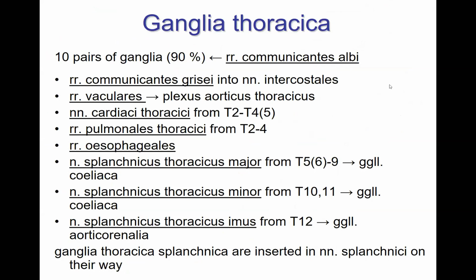If not, then we go to the thoracic ganglia. Thoracic ganglia are in number a bit less than the number of vertebrae. And as for the branches, it's very, very easy. All have gray communicating branches. We are between C8 and L3, so all have white communicating branches. Of course, they supply vessels. So there are some vascular branches.